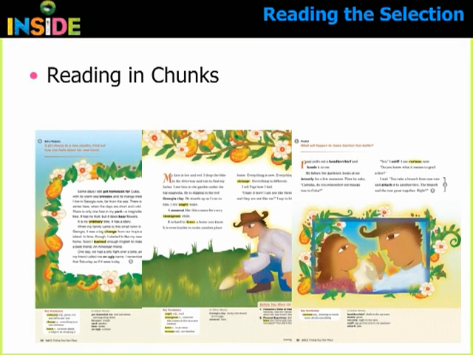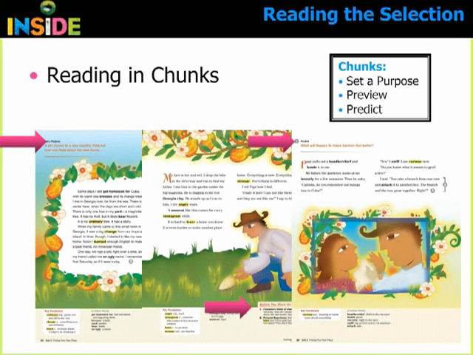One of the great things about Insight is that each of the selections is already chunked for you, and it's very obvious when each new chunk begins. See this red text at the top of the page? Each fiction selection within Insight will have something like this that asks students to set a purpose, preview, or predict before they read the following chunk. Each chunk will also end with a monitor comprehension reminder for students. For nonfiction selections, chunks are determined using section headings, like students have previously seen in their content area texts.